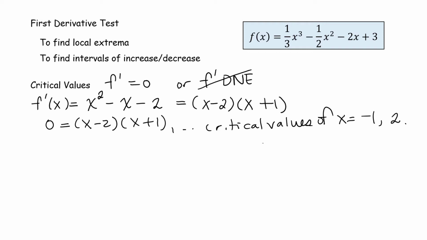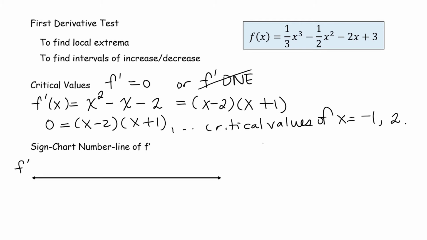Now, let's draw a sign chart number line for the first derivative. We'll begin by putting a number line, and I'll write f prime for the derivative slightly above the line and x for slightly below. Now let's mark the critical values. I'll start with when x is negative 1, the derivative is 0. That's what we solve for. And when x is positive 2, the derivative is also 0. Now we're going to look for the signs for each of the three regions.